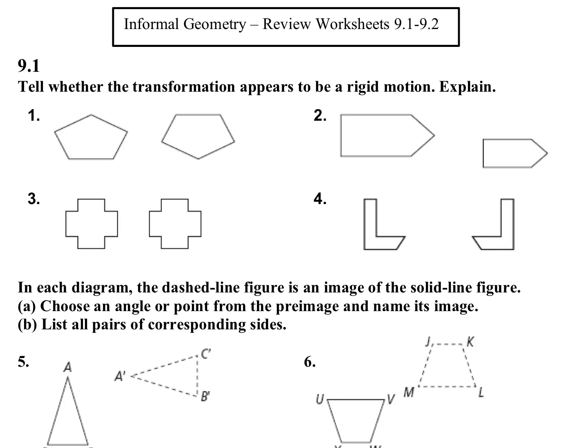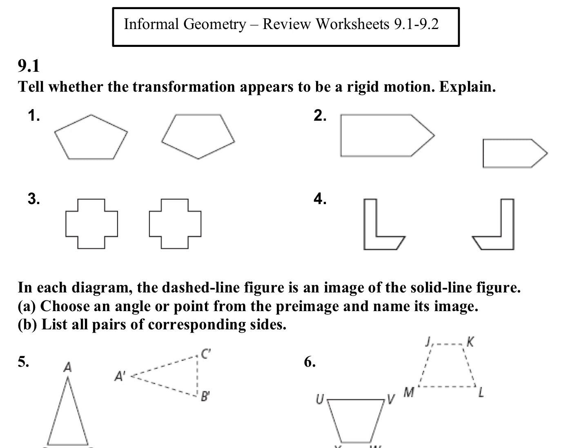All right. Well, these first four, they take 2 seconds. Number one, it says, tell whether the transformation appears to be a rigid motion. Tell me what a rigid motion is first. It just moves. Stays the same size, right? So if it doesn't change size, it is a rigid motion. So number one, does that look like a rigid motion?